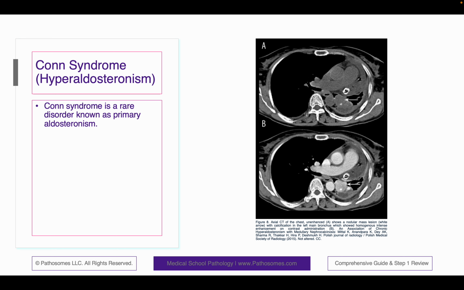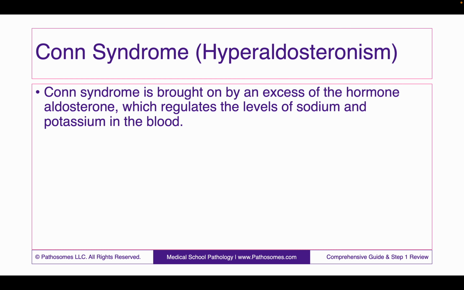Now let's talk about another important syndrome, Conn syndrome, which is a rare disorder. Since it's rare, it's common on tests. Conn syndrome is a rare disorder known as primary aldosteronism. Conn syndrome is brought on by an excess of the hormone aldosterone, which regulates the levels of sodium and potassium in the blood.